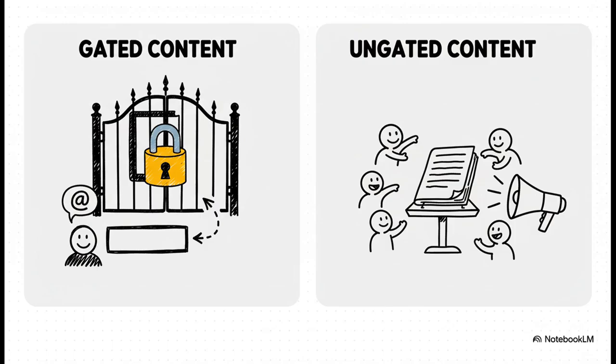Now, one of the first big choices you'll have to make is whether to gate your content. Gated content is kind of like a VIP section at a club. You have to give up a little info, usually your email, to get past the velvet rope. This is absolutely perfect for getting leads from people who are really interested in what you're offering. Ungated content, on the other hand, is open for everyone. It's a fantastic way to build trust and just get your name out there. Which one's right? Well, it all comes down to what you're trying to achieve.